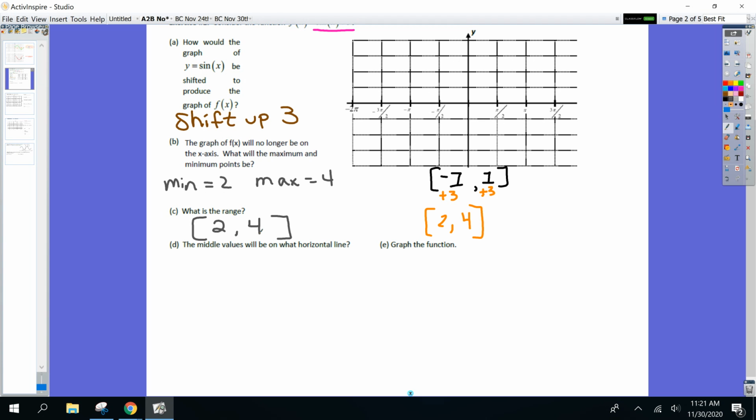2, 4. All good? And here's the big new piece today. Your midline is not going to be 0 anymore, because remember, everything went up 3 units. So the midline's not going to be 0 anymore. The midline is going to be how much we shifted. Y equals 3 is your new midline. All right, so anytime we say midline, we're talking about 3 now, not 0.